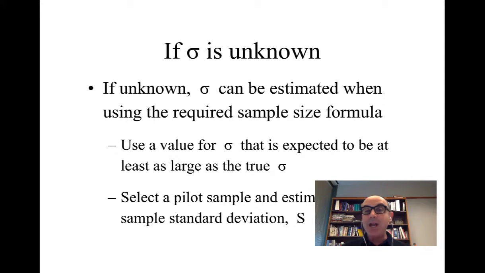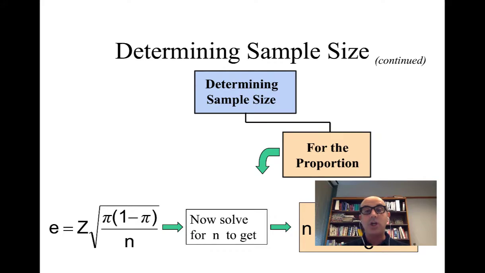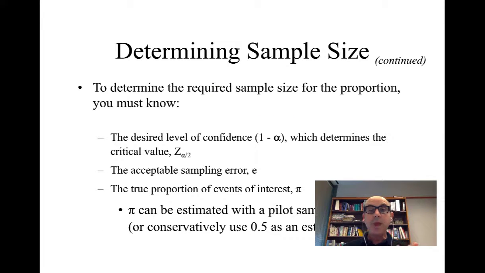If it is unknown, it can be estimated when we are using the required sample size. The idea here is that we select a pilot sample and estimate with the sample standard deviation. So when we do not have it, when it's not known, how do we apply that? The formula changes a little bit, and by doing that, we are required to have the desired level of confidence, which determines the critical values.